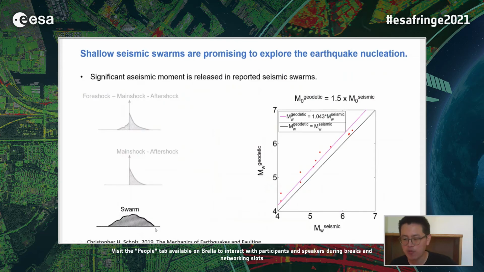So why do we think shallow continental seismic swarms are a unique opportunity to look into the earthquake nucleation process? First, seismic swarms have been observed to be dominated by aseismic processes. Although there are not many examples for which we have insight during swarms, I made a compilation of 10 cases. The geodetic moment is around 50% higher than the seismic moment. This infers a significant contribution of aseismic processes, and thus provides an opportunity to investigate the role of aseismic behavior in nucleation.